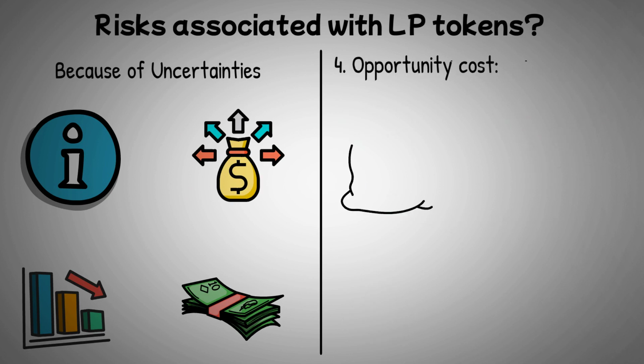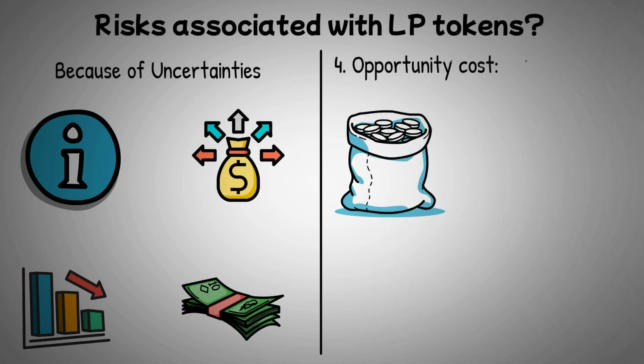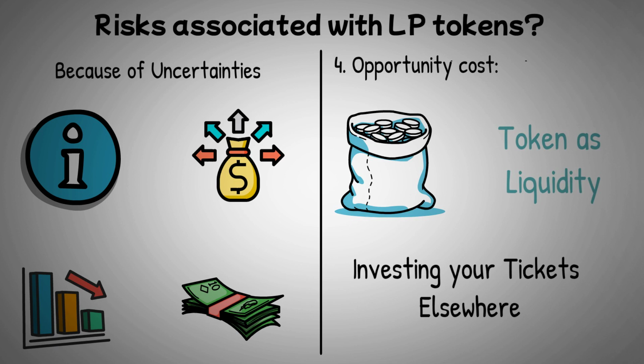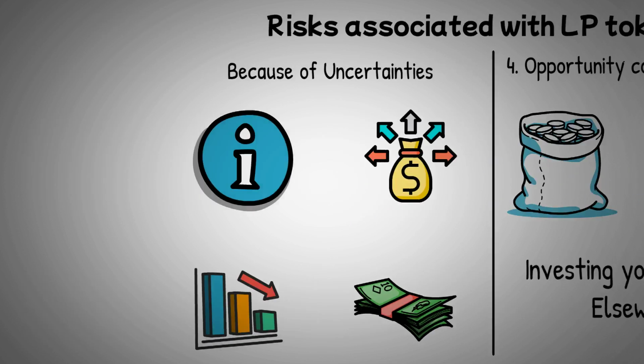Number 4. Opportunity cost. An opportunity cost is involved with providing your tokens as liquidity. In some circumstances, investing your tokens elsewhere or spending them on another opportunity may be better.